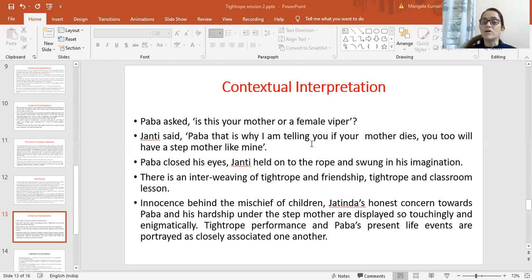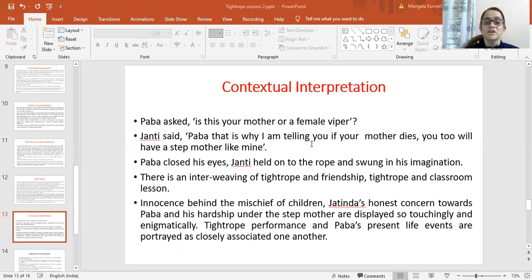Papa closed his eyes. Again there is an interweaving of the street performance, the tightrope performance, and the friendship done here by the writer. Papa closes his eyes. Janti held on to the rope and swung in his imagination. He is holding the rope and swinging in his imagination. That means they become close friends. There is an interweaving of tightrope and friendship, tightrope and classroom lesson.